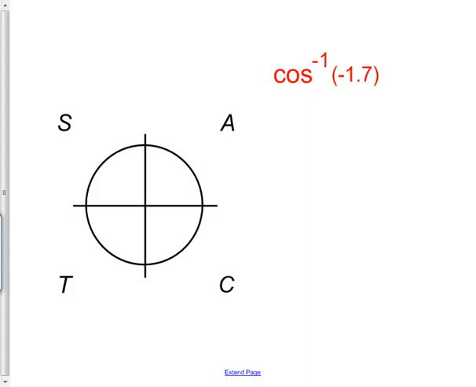Does inverse cosine allow numbers like that right there? Nope. It has to be between what? Negative 1 and 1. And that's outside the zone. Therefore, undefined. And if I was on the test, I'd have to explain why, and I'd say outside of domain.